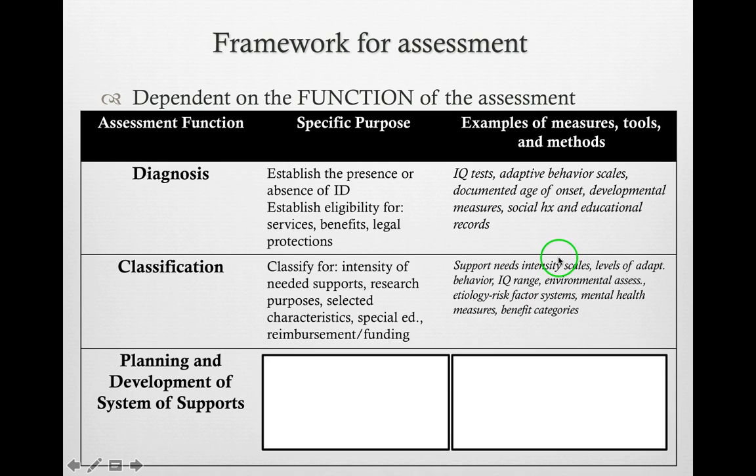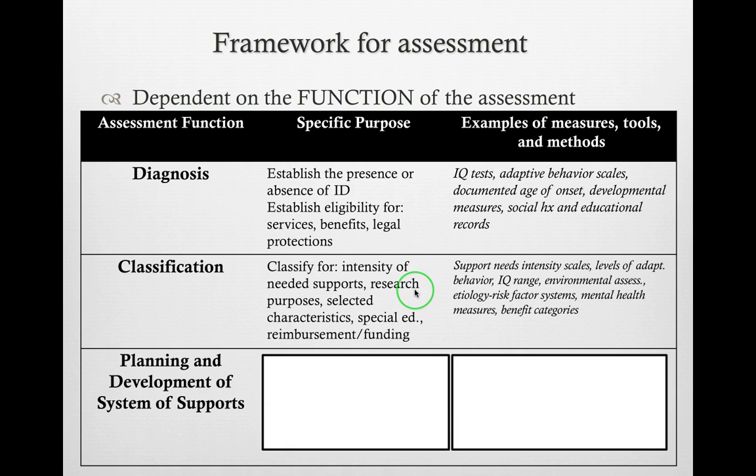The Support Needs Intensity Scale, which we'll talk about a little later in the semester, and your book will talk about throughout, is something that's used. Understanding the levels of adaptive behavior, their IQ range, so are they falling really below that 70 cutoff or close to it? Understanding their environment, so what's going on in their environment, looking at the etiology risk factor system, so what was the cause of the intellectual disability, mental health measures, or different benefit categories.